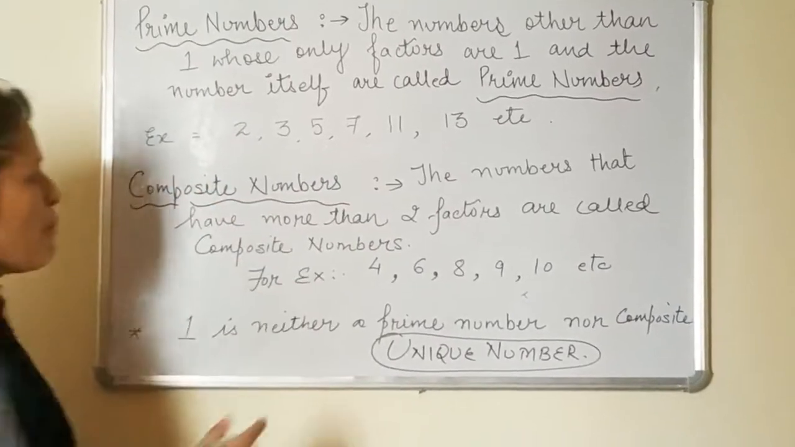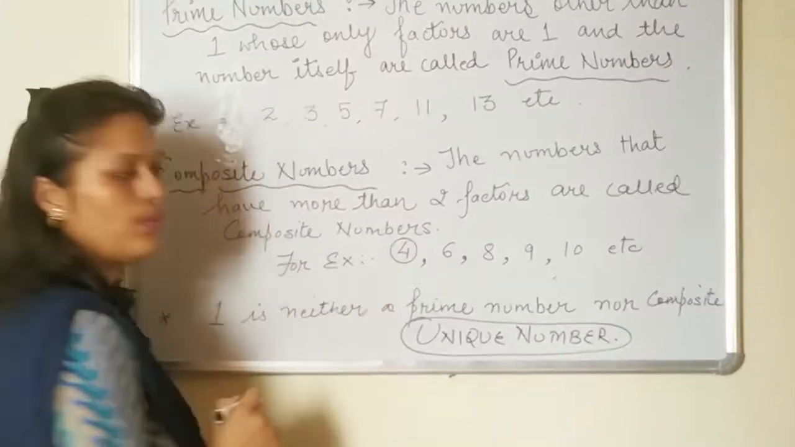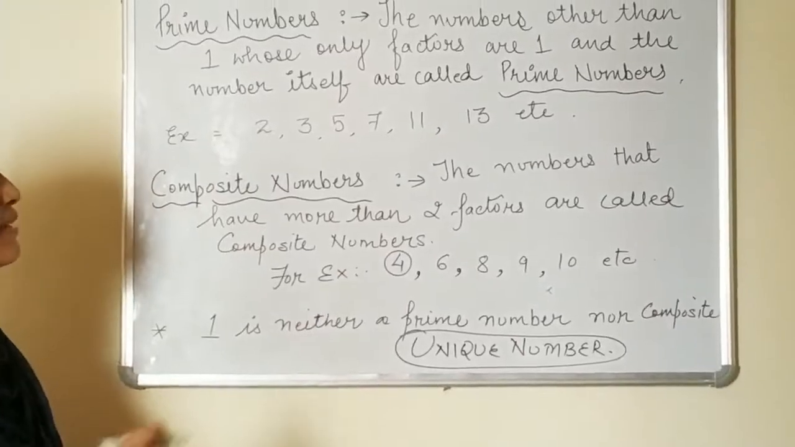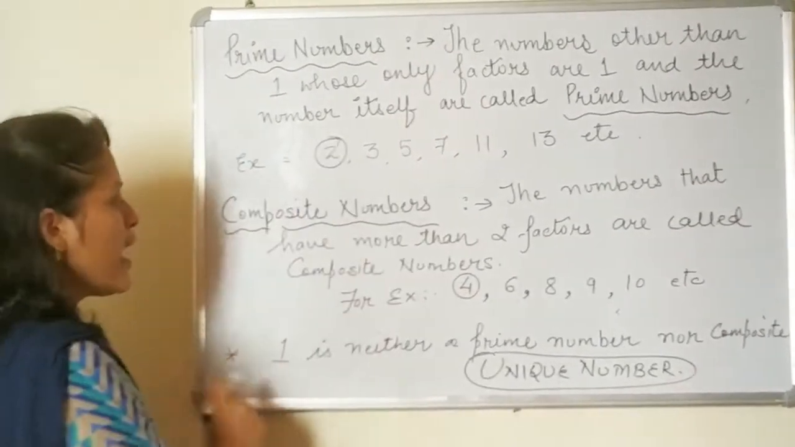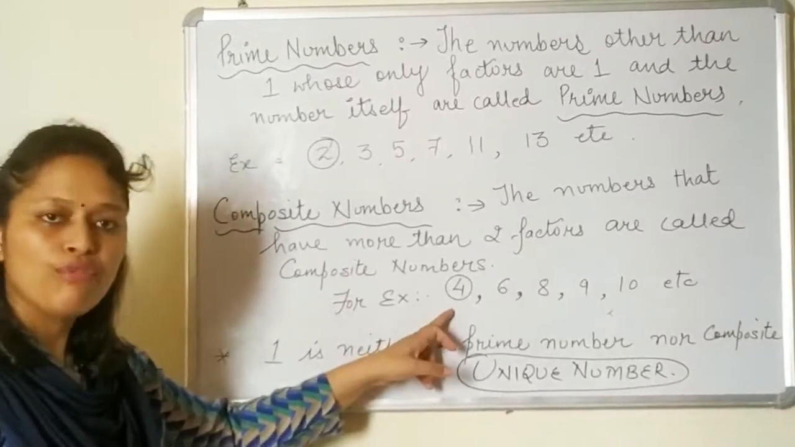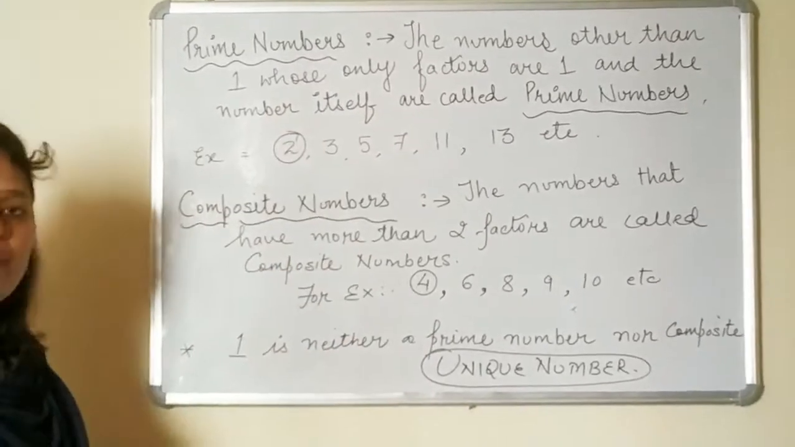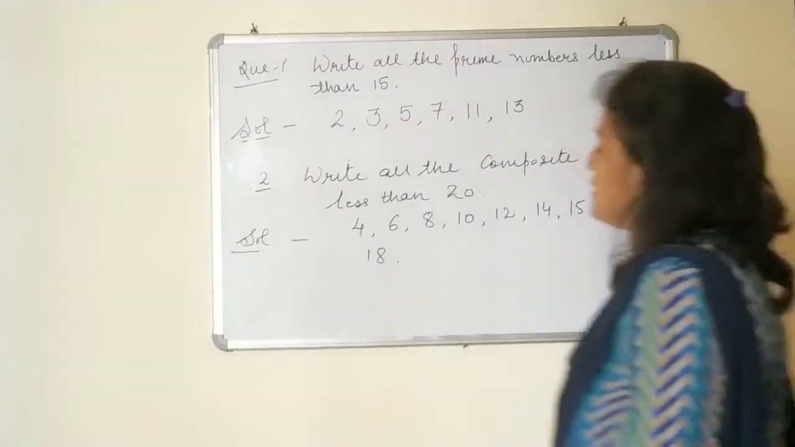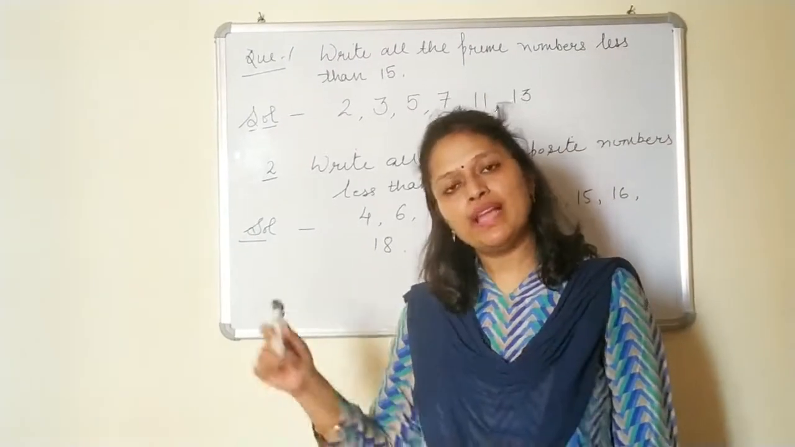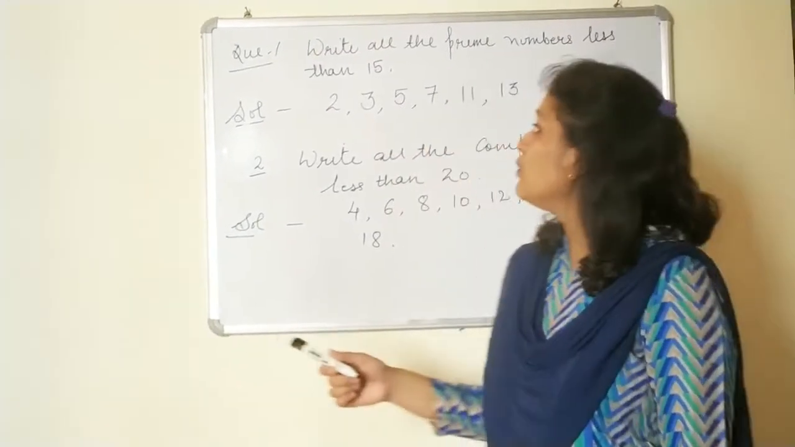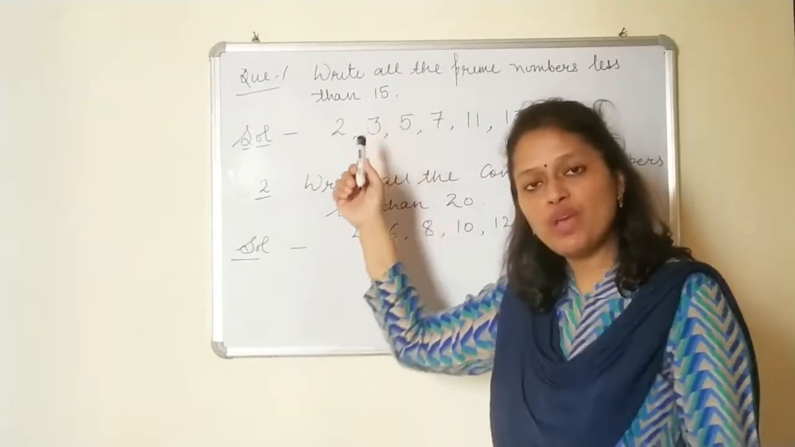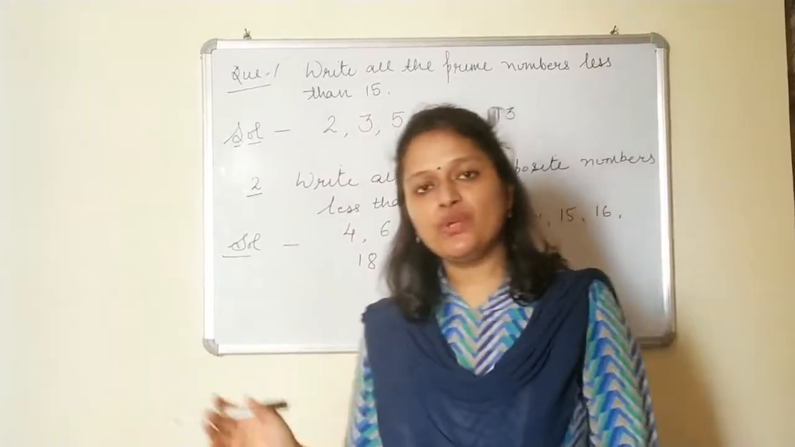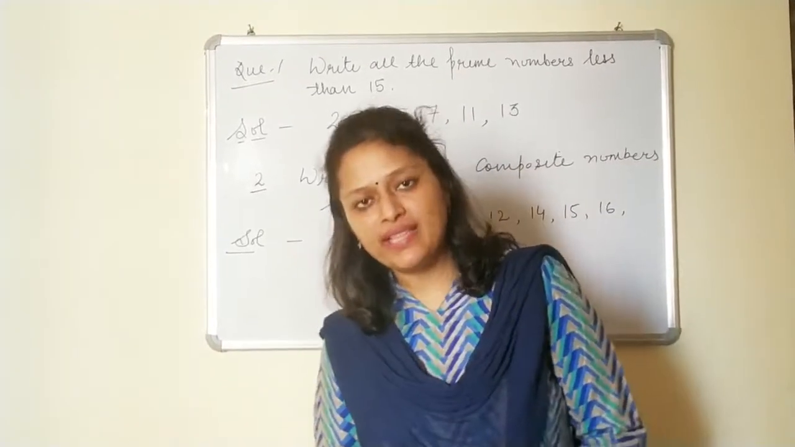Our smallest composite number is 4. Okay. What did I say? I said the smallest prime number is 2 and the smallest composite number is 4. I hope the concept of prime numbers and composite numbers is clear, children. After discussing prime and composite numbers, let's have some questions, children. Now question number 1 is: write all the prime numbers less than 15. So what do you have to do in this question? You have to write all the prime numbers less than 15.